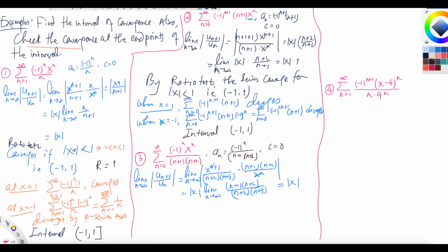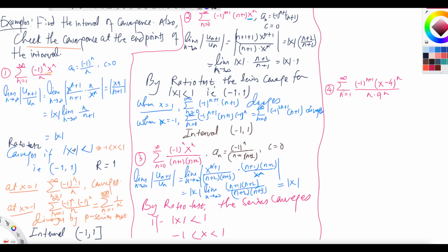So by the ratio test, the series converges if mod x, the absolute value of x, is less than 1, that is, -1 is less than x is less than 1. So this is the interval of convergence, you see, but we want to check at the endpoints, at x equals -1 and +1 also. You need to check that.